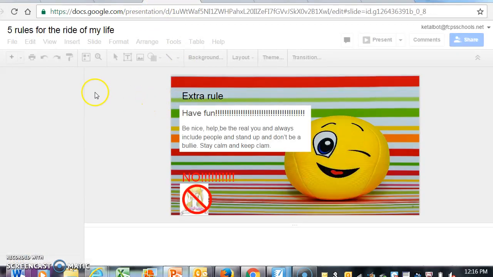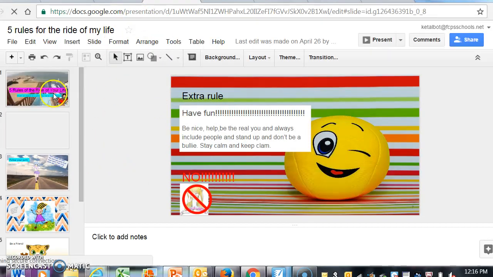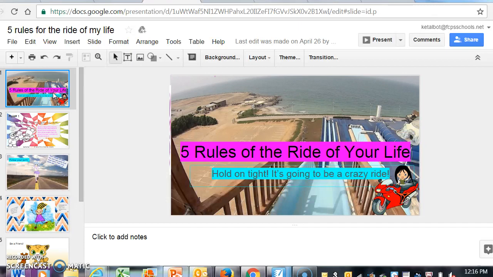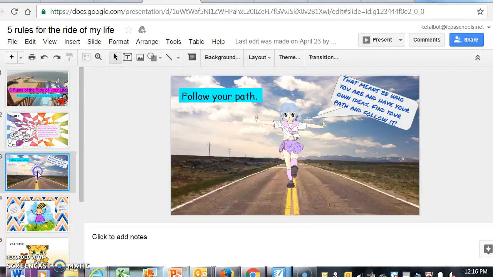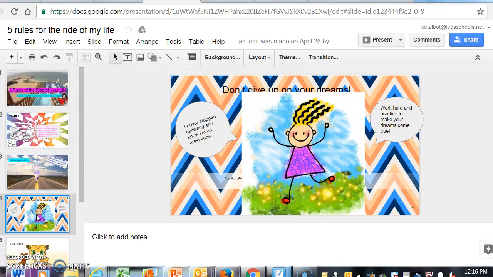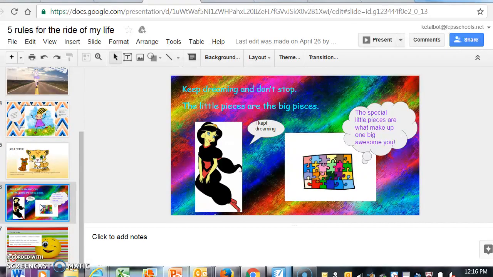Another example was something called 5 Rules to the Ride of Your Life. After we read the book The Energy Bus, that talks about basically just instilling good citizenship in students, they got to create the 5 rules that they felt were the most important rules to live by in their life. So they were able to explore with inserting images, inserting text boxes, playing with different backgrounds, and using the dialogue boxes.